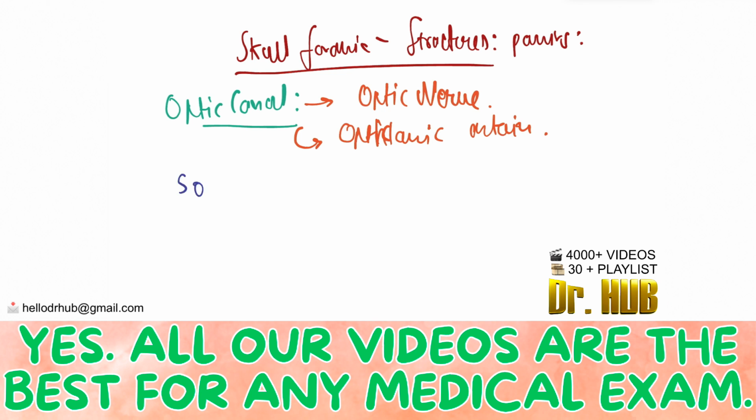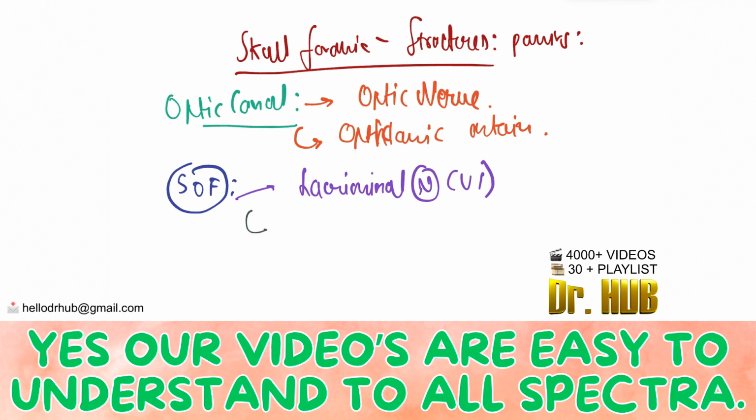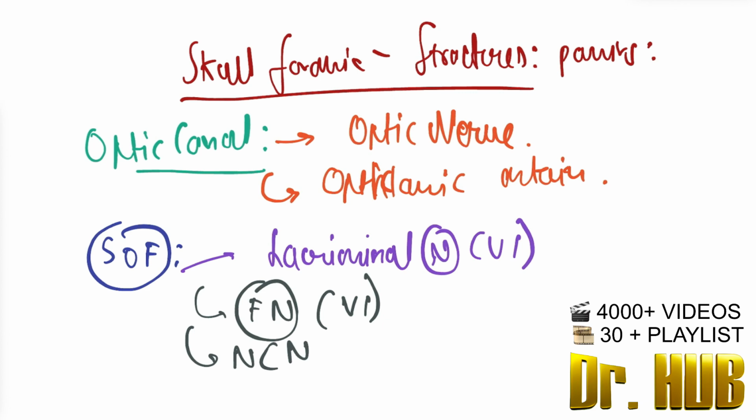Next we look at the superior orbital fissure, which we are writing as SOF. So what does it transmit? It transmits the lacrimal nerve, which is V1. Then there is also the frontal nerve, which is V1. Then the nasociliary nerve, which is again V1.